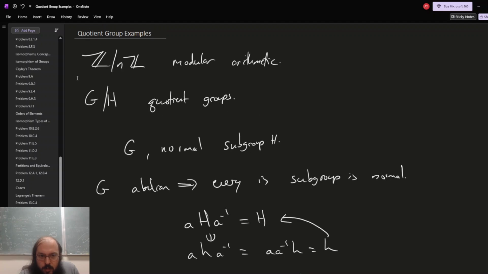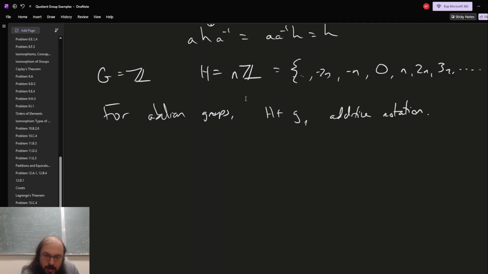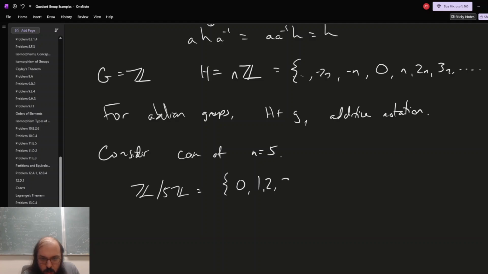Okay, so with Z mod NZ, how about we make N a specific number to make it concrete? Let's consider the case of N equals 5. That seems simple enough. So what are the elements of Z mod 5Z? We know what those are. Those are the numbers 0, 1, 2, 3, 4 under addition mod 5.